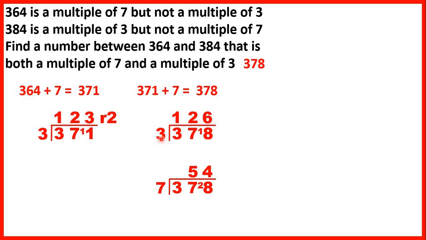So 378 is a common multiple of 3 and 7. It's a multiple of both numbers. If we were to count up in threes 126 times, we would get to 378, and if we were to count up in sevens 54 times, we would get to 378 as well.